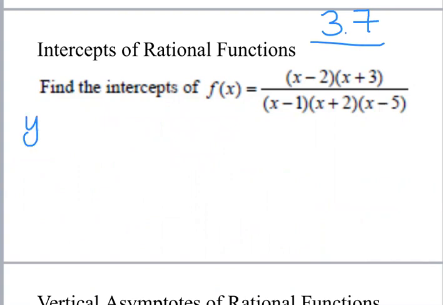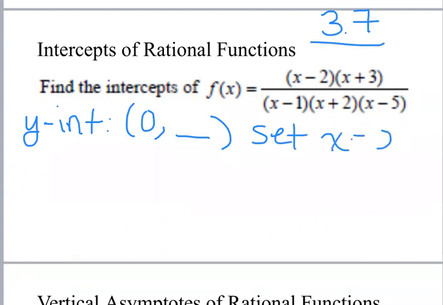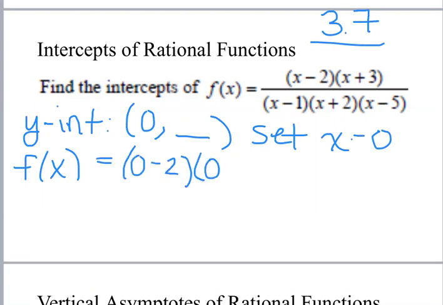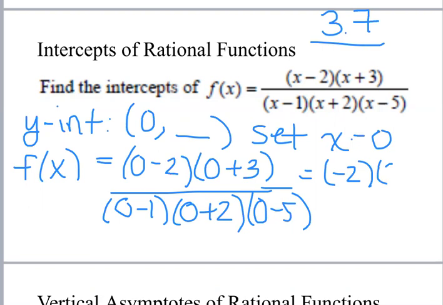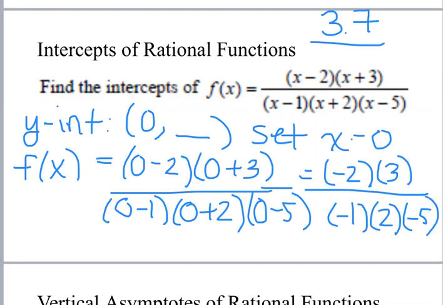All right, so for the y-intercept, think about what that is. That's (0, something). So we set all x equal to 0. So f of x equals (0 minus 2)(0 plus 3) over (0 minus 1)(0 plus 2)(0 minus 5), or negative 2 times 3 over negative 1 times 2 times negative 5, which reduced down gives us negative 3/5. So that makes our y-intercept (0, negative 3/5).